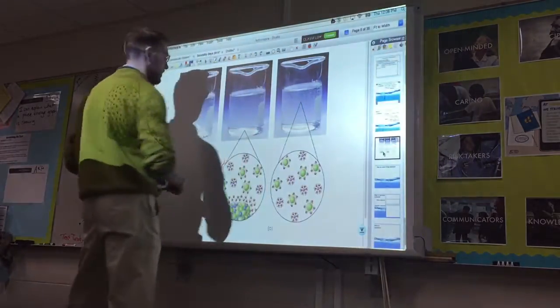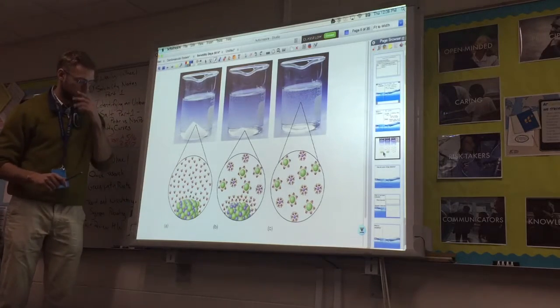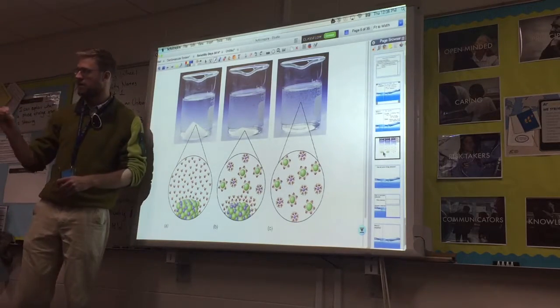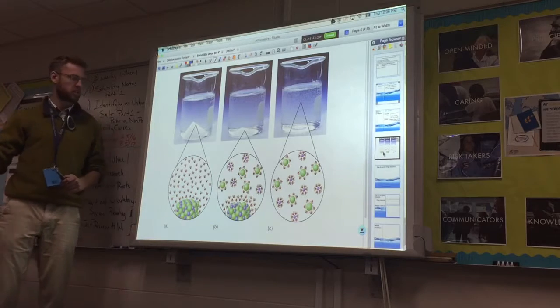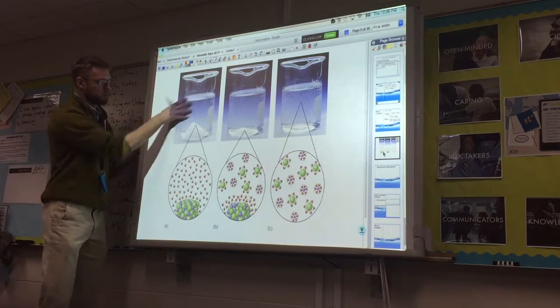Here we go. We're going to look at what actually happens when salt dissolves into water. We're going to get down to the nitty gritty, like the atom scale. I looked right at atom when I said atom scale. That was unintentional. Okay, so I've got a beaker of water.